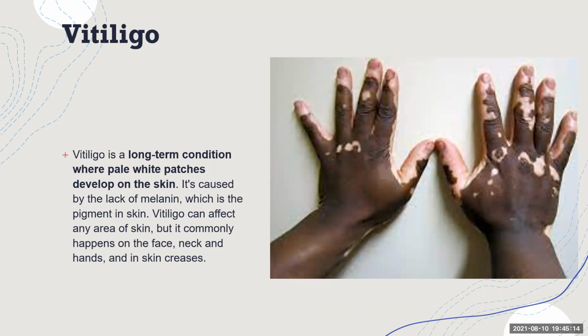Vitiligo, here also we will see there is a pigment deficiency. Of course, it can start with a very small patch, and it can cover the whole face, neck, hands, all over the body. Here you will see it's a pigmentation disorder. But how are you going to differentiate this one, especially from the melanoma?